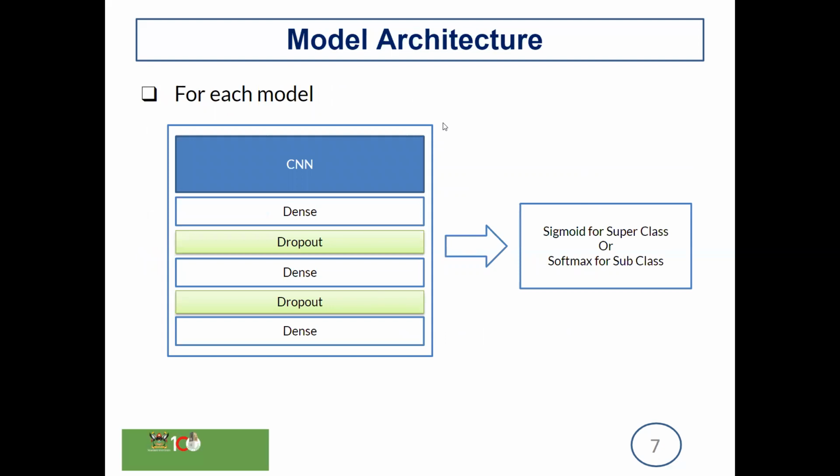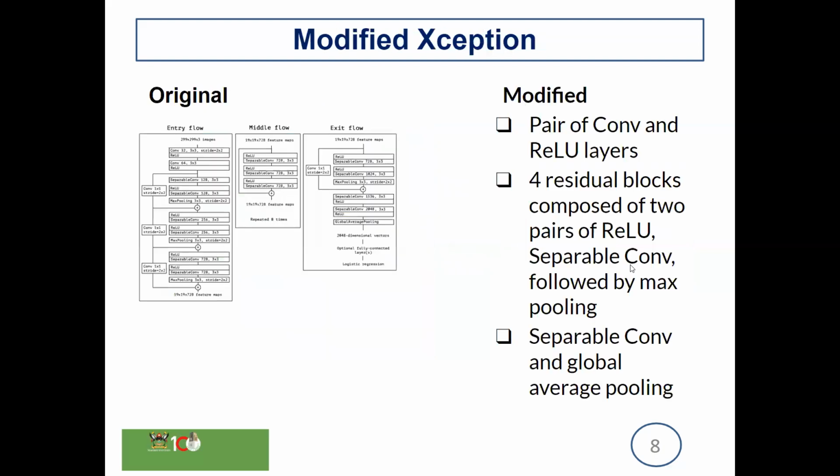For all models, they were typically taking a CNN architecture, and then they add two dense layers followed with dropouts, and a final dense layer, which they link to an output layer. The output depended on what kind of classification they were doing. For the superclass, where you have two classes, they used sigmoid, which is for binary classification. And then for the subclasses, where you have various classes, they use softmax.